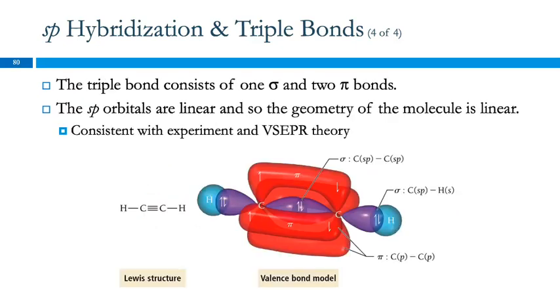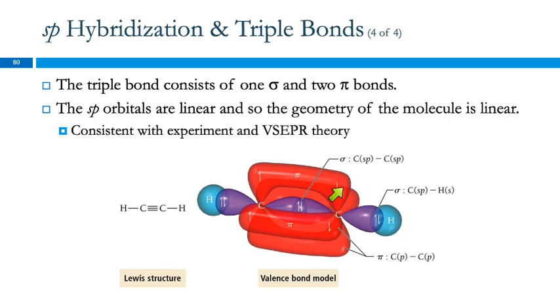Kind of looks like a really fun pool float or something. Here's the carbon. This is an sp hybrid orbital and the other sp hybrid orbital. One of them is overlapping with hydrogen. The other is overlapping with an sp hybrid orbital of the other carbon. And it's got this hybrid over here that's overlapping with the hydrogen.